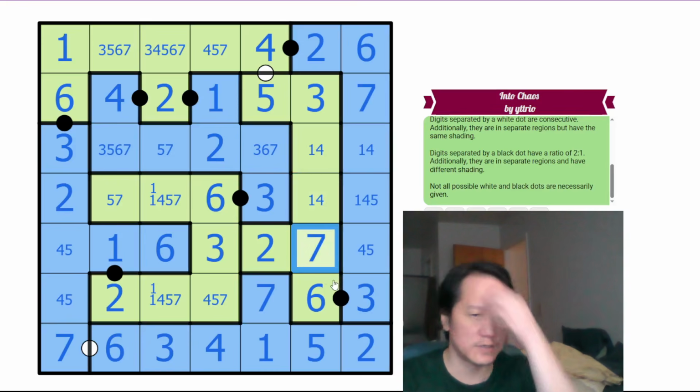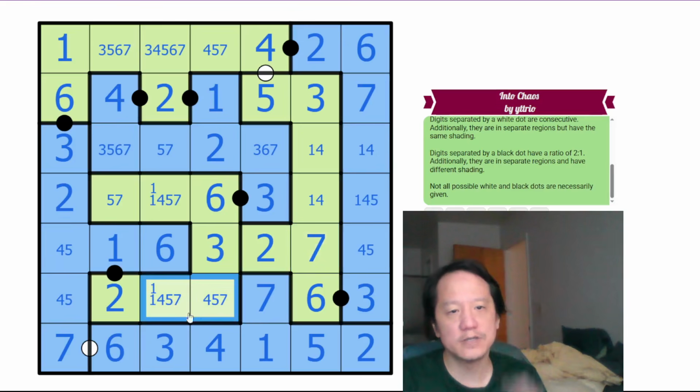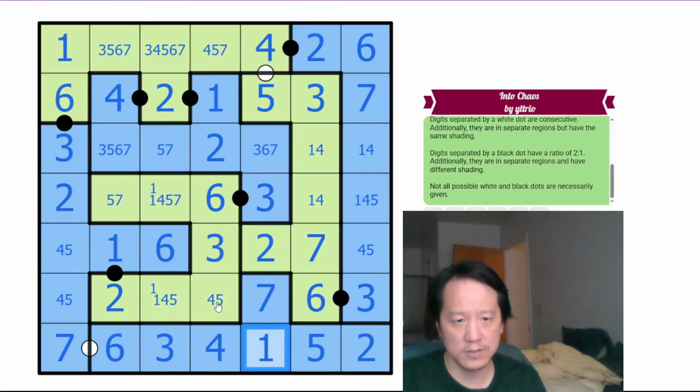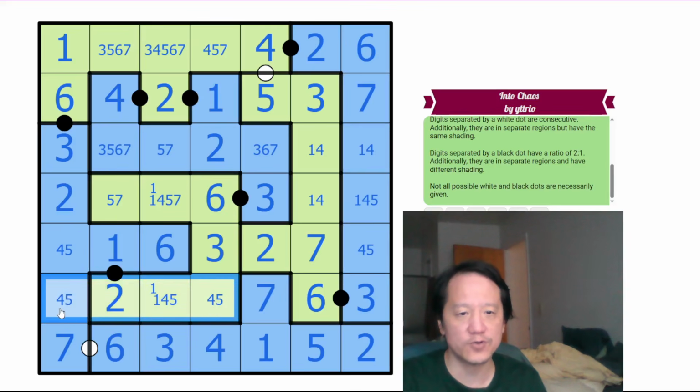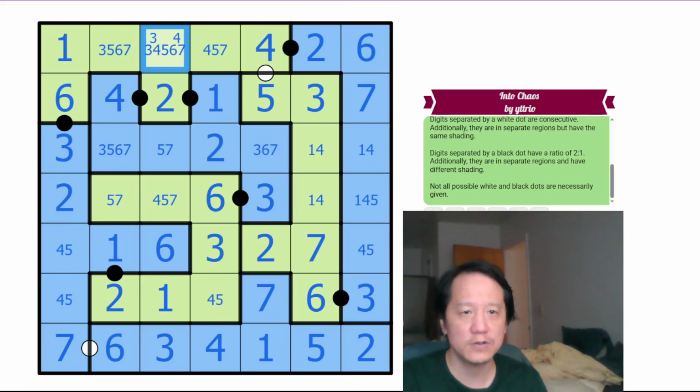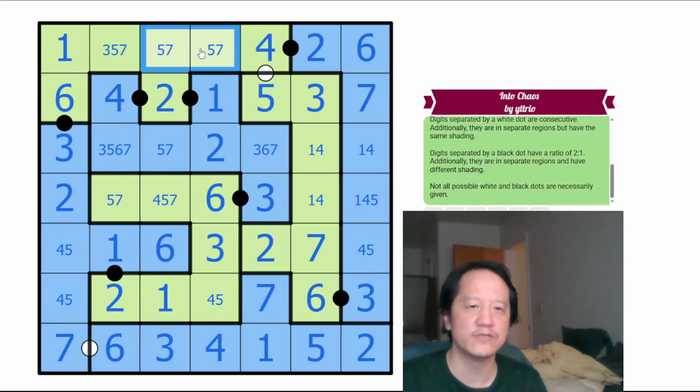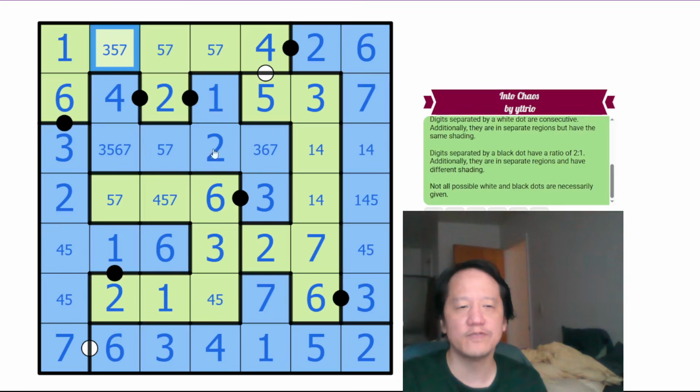No 7 here. 7 eliminates 7 here. We have a 4, 5 pair here, which eliminates 4, 5 in the rest of the row. So this can't be 4, 5, it's 1. So no 1 here, no 3 or 4 here. Actually, all of these cannot be 4. So these can't be 6 either. We have a 5-7 pair here, which eliminates 5 and 7 in the rest of the box. So this can't be 5 or 7. No 3 or 6 here. We have 5-7 as a pair here, which eliminates 5 and 7 in the rest of the column.